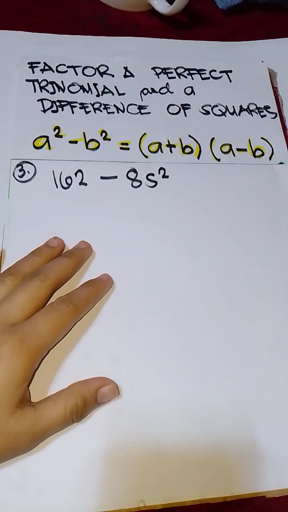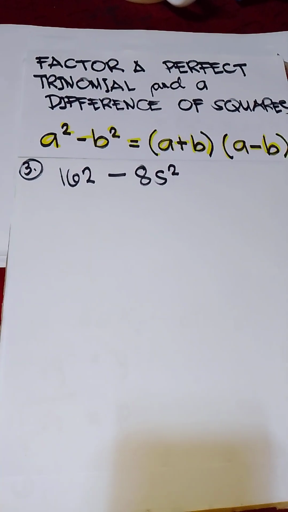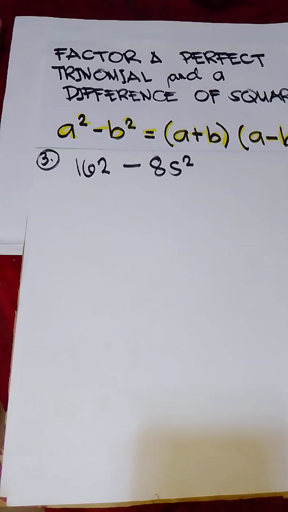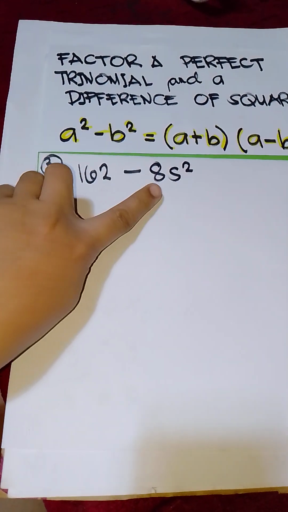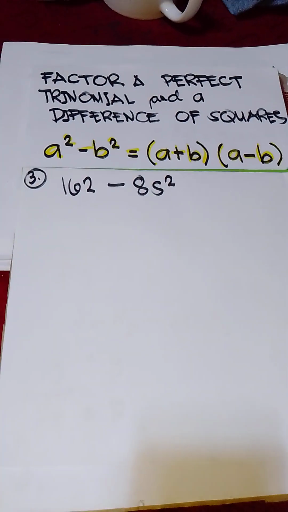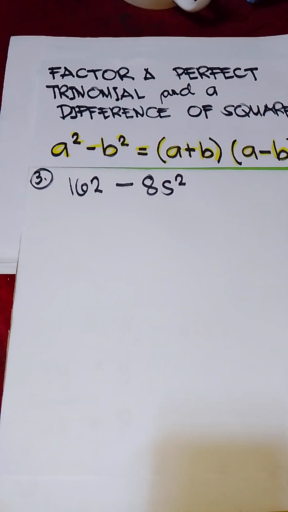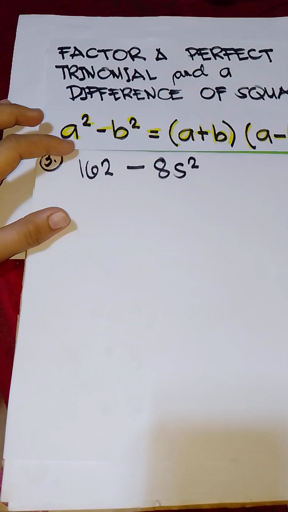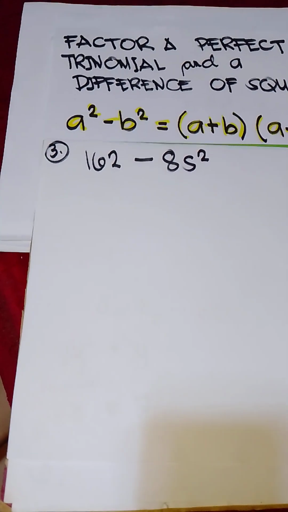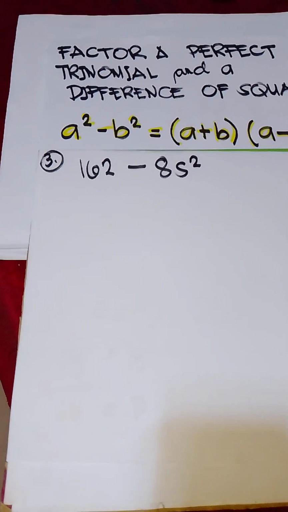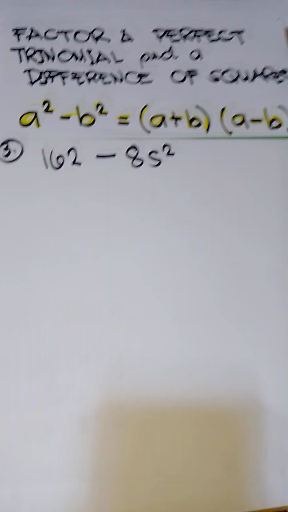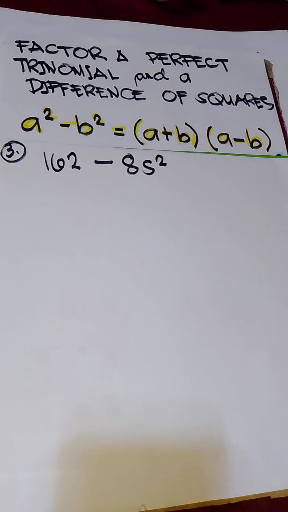Proceed to our example number 3. We have 162 minus 8s squared. As you observe, the first term and the second term are not perfect squares. So all we have to do first is to determine if they have common factors. As we can see, 162 and 8 are divisible by 2. So the first thing to do is to divide them by 2.